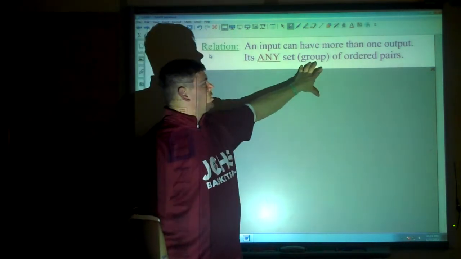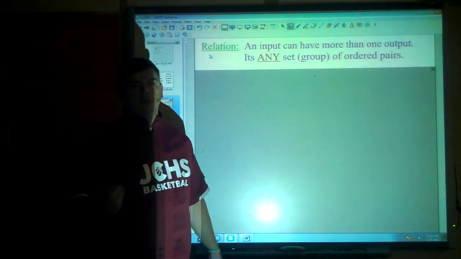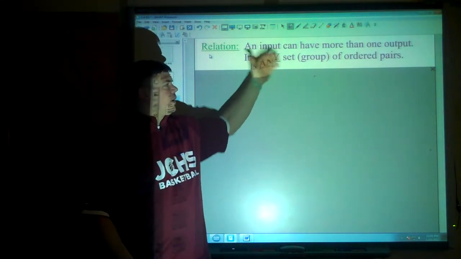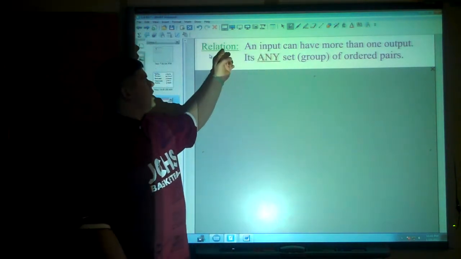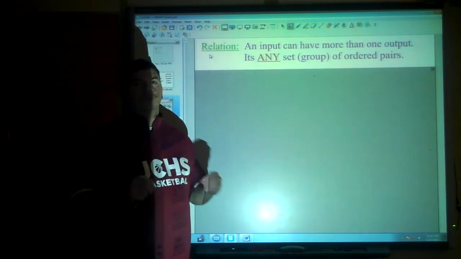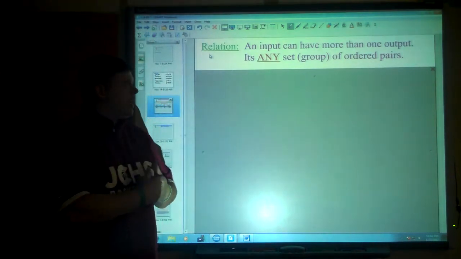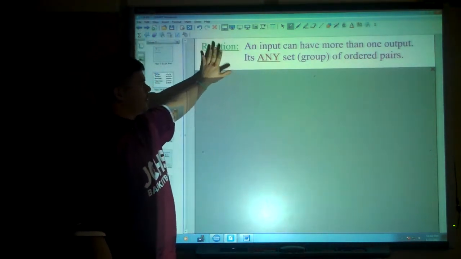It's any set. Set is just a fancy way of saying a group of ordered pairs. When you make an input-output table, you're making a group or a set of ordered pairs. We're talking about a relation that is any group of ordered pairs. Not every single group is going to be called a relation. I mean, we can call them a relation, but some of them we have special names for. But they can all be considered relations.